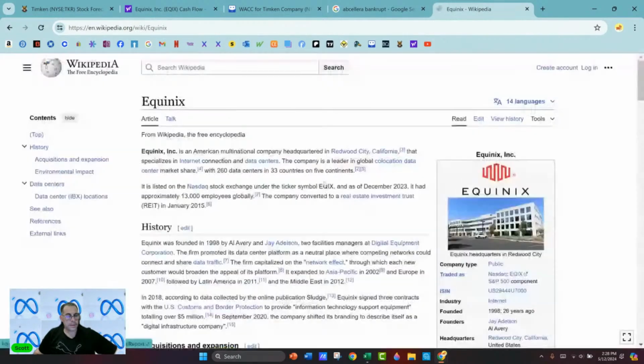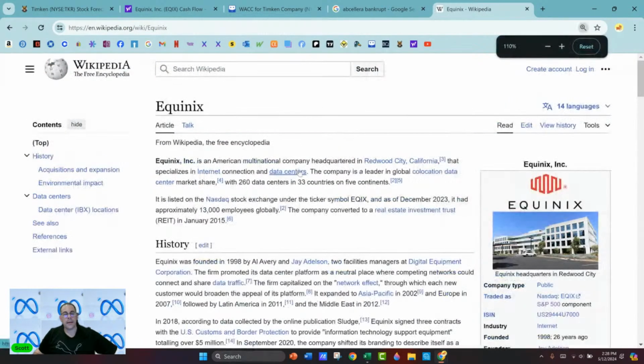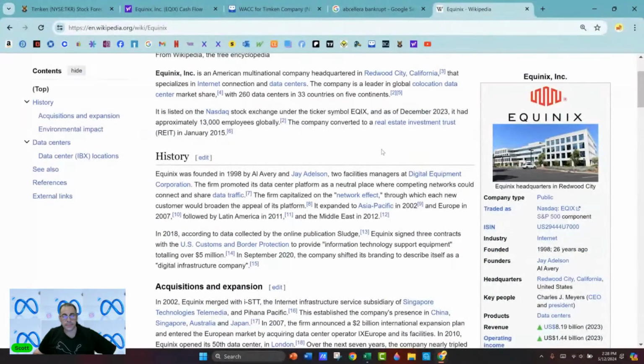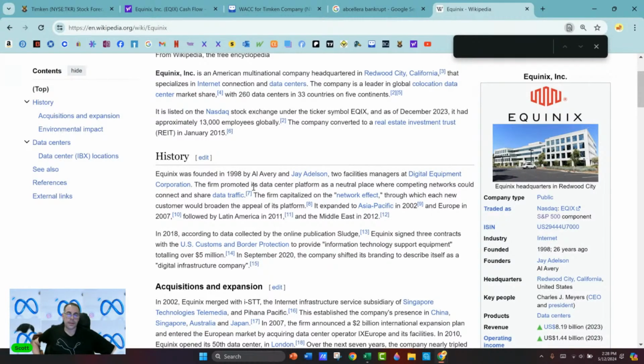Equinix. Redwood City. It's right here in the Bay Area. Internet connection, data centers. It's a big market. It's a leader in global connection centers. Do they work with like NVIDIA and data centers? So yeah, data center.